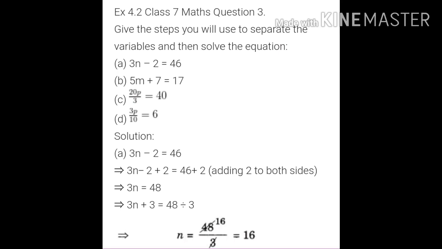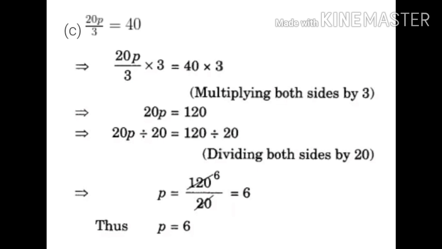3n minus 2 is equal to 46. We have added 2 on both sides. 3n is equal to 48, and 3n when divided by 3 we have got 16 as the answer.